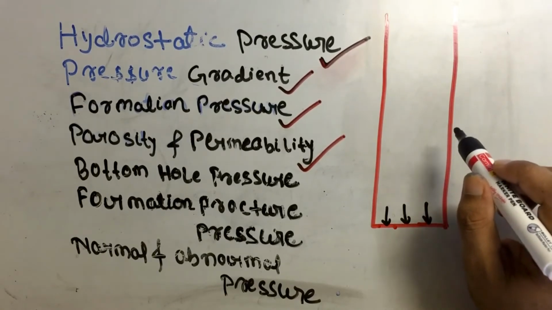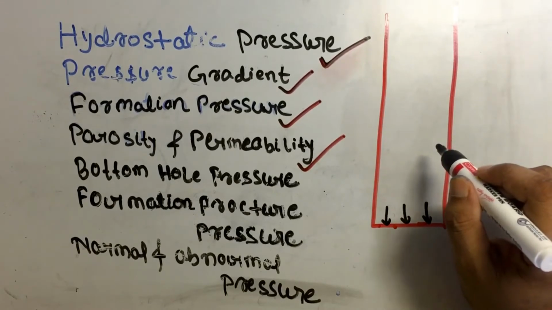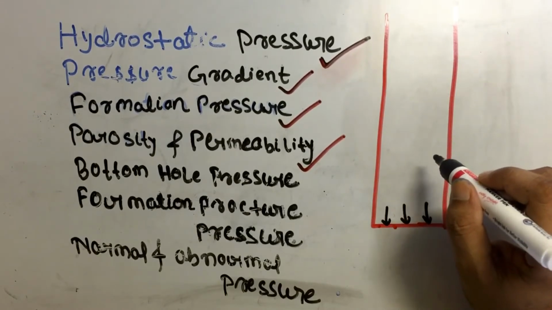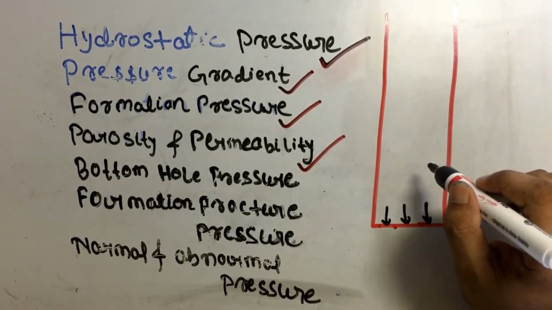So when pull out is going on, the swab pressure will occur, and when running in is going on in our well, at that time the surge pressure will occur.